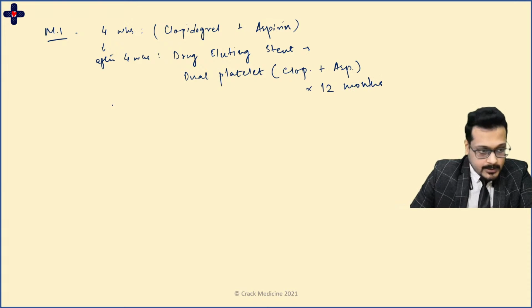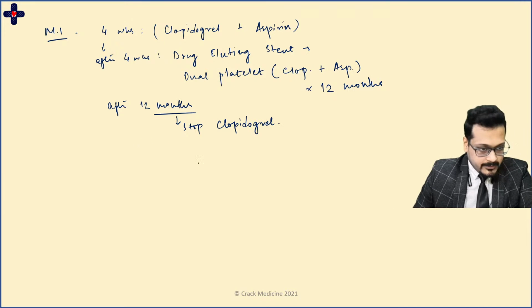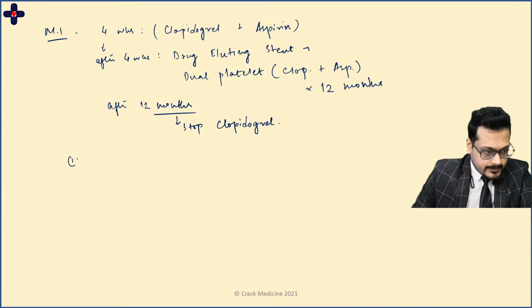But after 12 months, there's no role of clopidogrel. So even if the patient had a drug-eluting stent in place, it will not be required after 12 months. Always remember that initially you will give statin, ACE inhibitors. These are all the drugs that have proven mortality benefit.